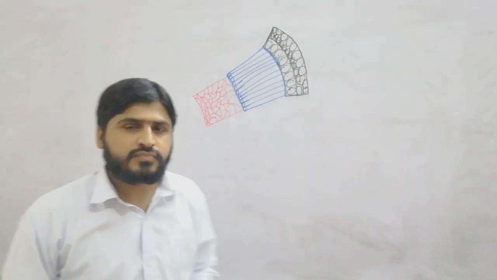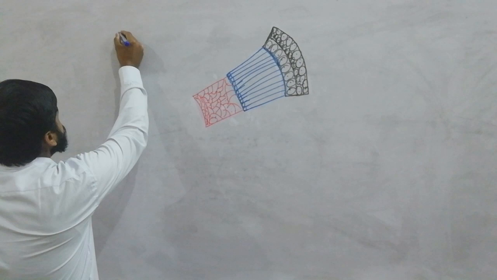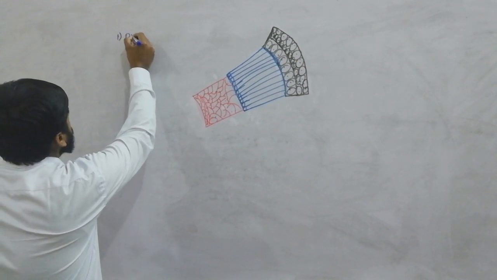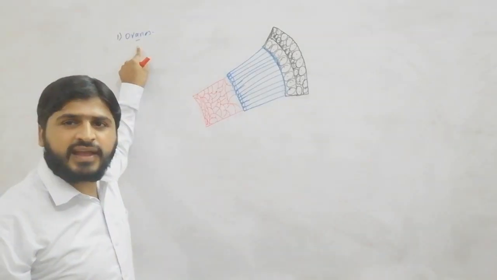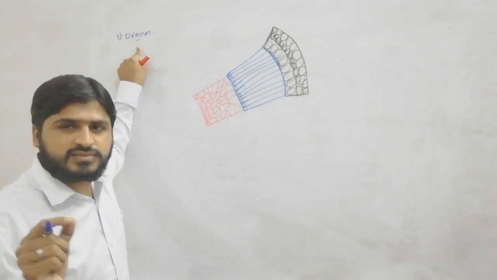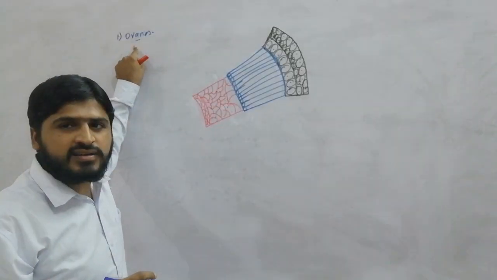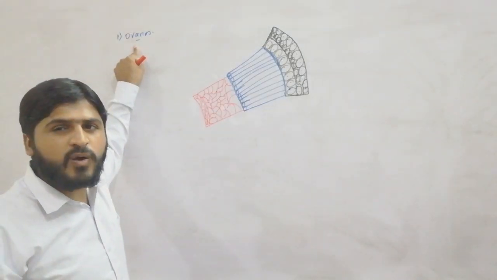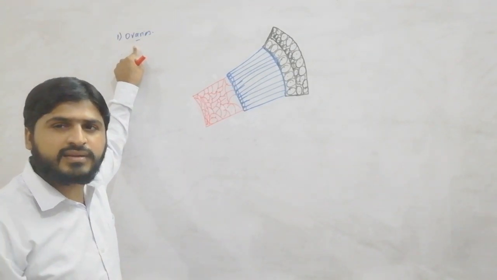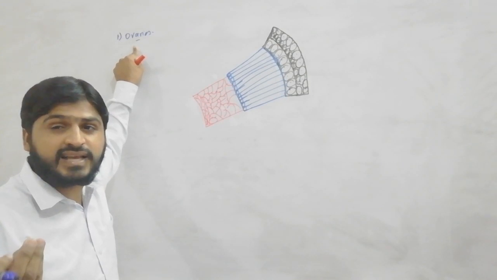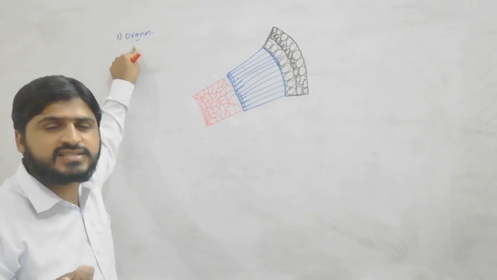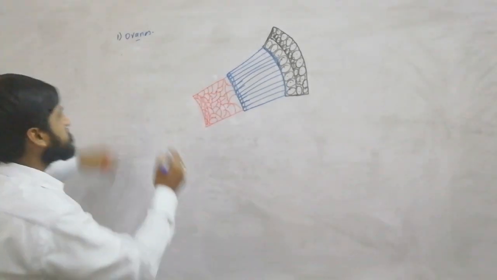So first of all, I tell you about the anatomical structure of the female reproductive system. The primary sex organ is the ovary, and they are a pair. The primary sex organs of the female reproductive system of the cow are the ovaries, and all the other remaining reproductive system parts are the secondary sex organs.